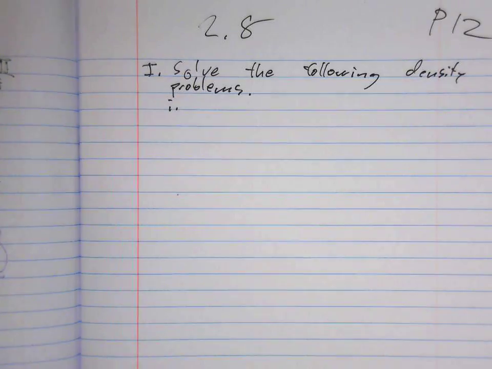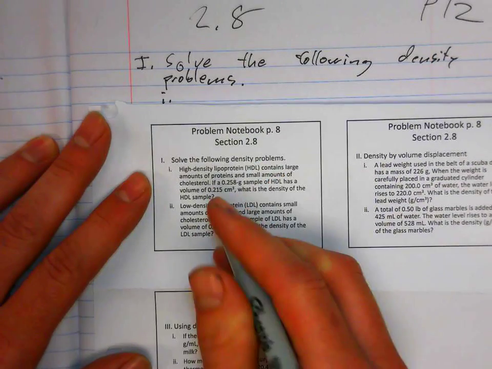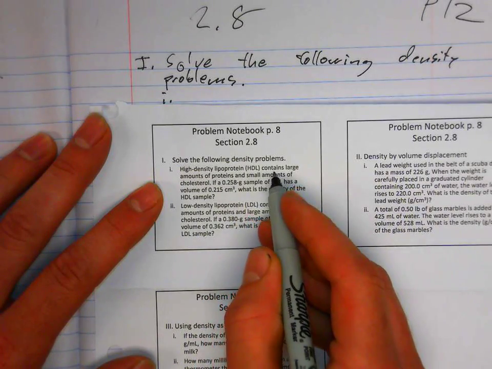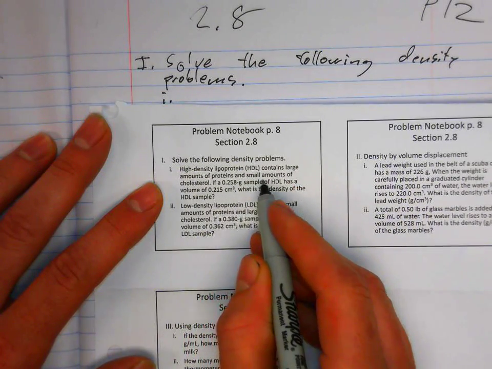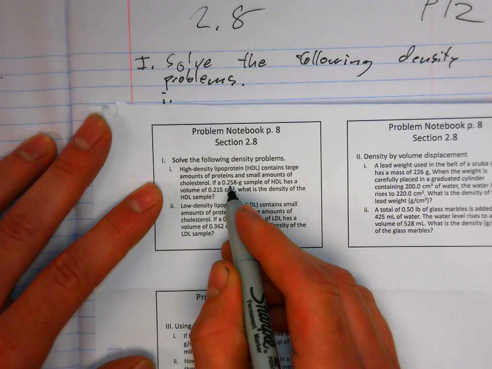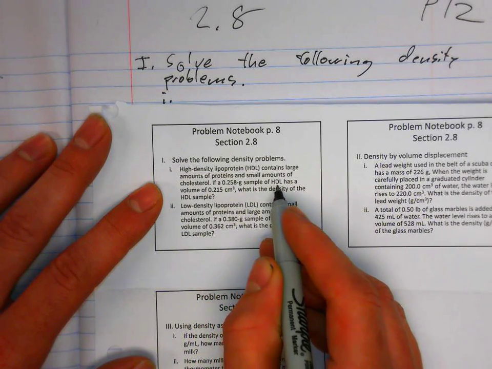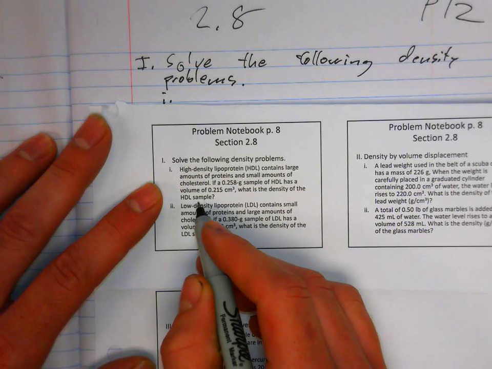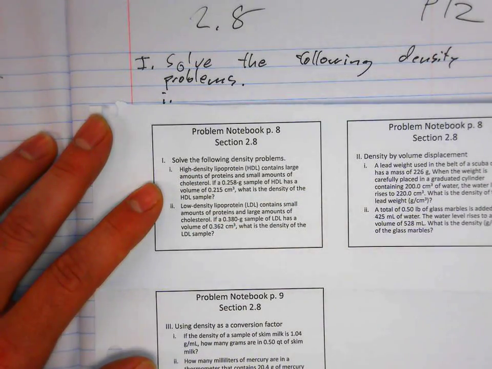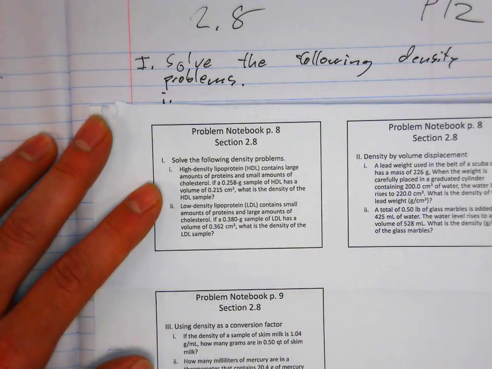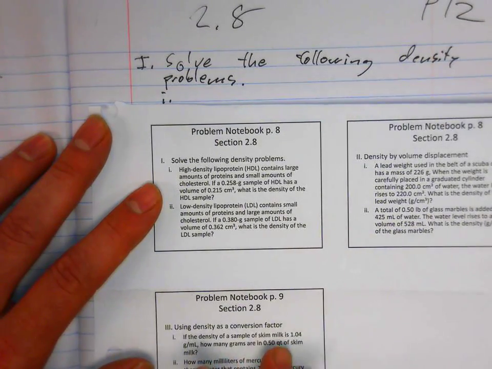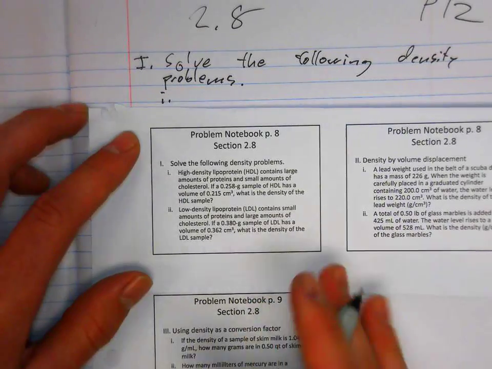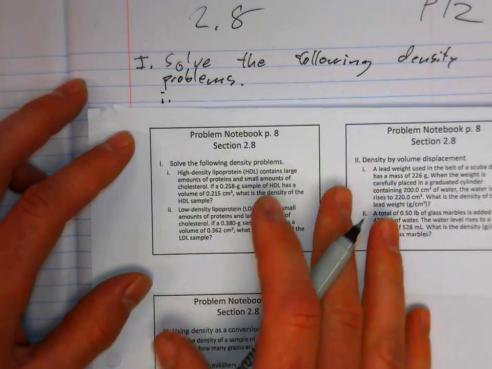And so let's do our first problem. High density lipoprotein, HDL, contains large amounts of proteins and small amounts of cholesterol. A 0.258 gram sample of HDL has a volume of 0.215 centimeters cubed. What is the density of the HDL sample? Okay, so we have lots of words here, and the problem though is not really that complex. Basically, we just need to plug this into the formula, mass divided by volume.